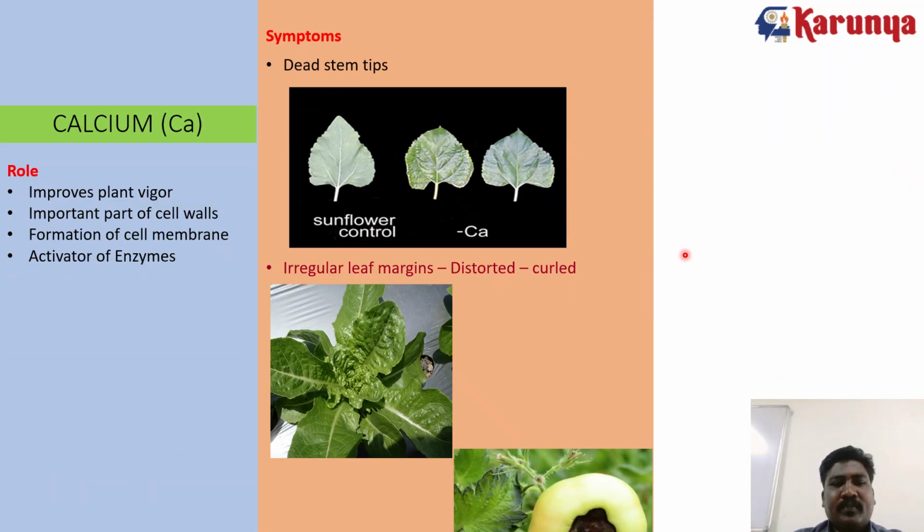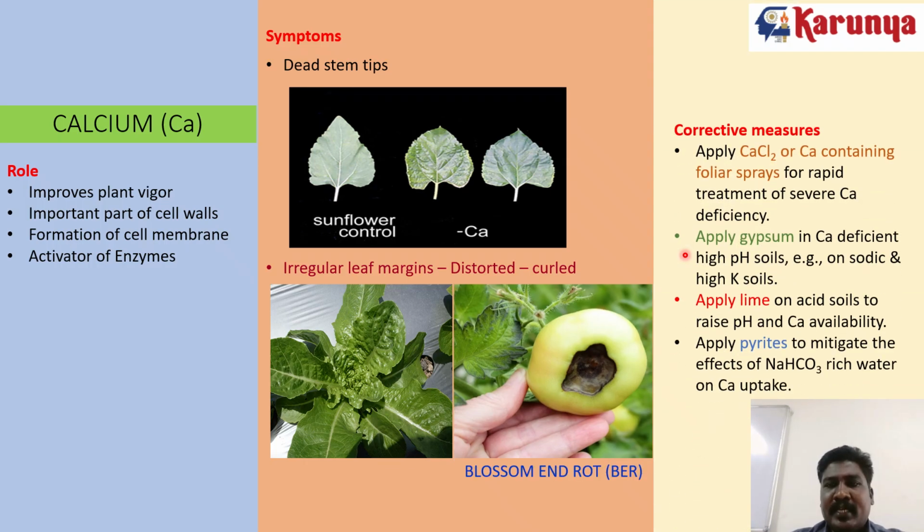And coming to the calcium, calcium is a very important secondary element, and it is mainly showing the deficiency symptoms in the upper part of the plant. It is also involved in enzyme activation and working on membranes of the cell, and it is an important element for cell wall production. So the deficiency symptoms, as I told, dead stem tips and irregular leaf margin, distorted or curled leaves, and the unique deficiency symptom in the tomato is blossom end rot due to calcium deficiency.